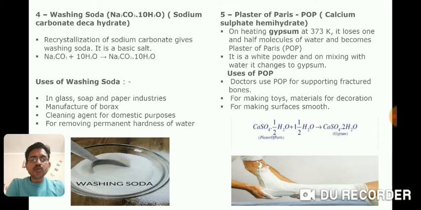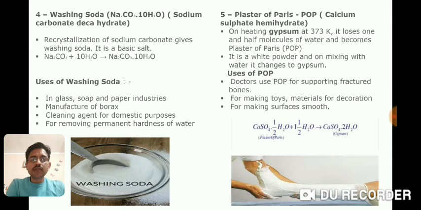Plaster of Paris is used in hospitals, in orthopedics department for putting plaster on fractured bones. This is also used for plastering walls and ceilings of our houses. It is also used for making toys, statues, monuments, as well as for decorative items. It makes the surfaces smooth. Plaster of Paris is also used for making fireproof bricks and for sealing apparatus in the laboratory.